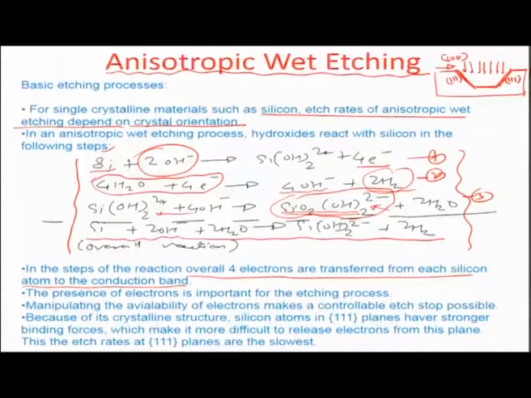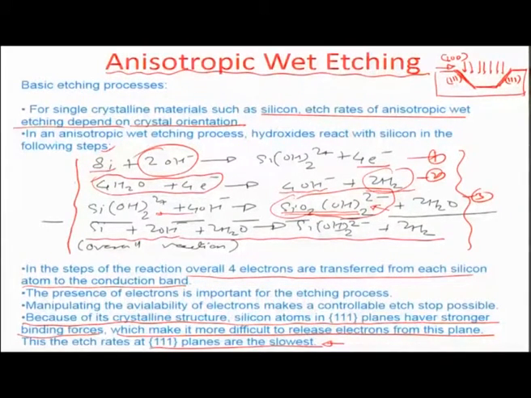Because of the crystalline structure, the silicon atoms in 111 planes would have stronger binding forces which make it more difficult to release the electrons, and because of this the etch rates at the 111 planes are the slowest, and eventually it is the 111 plane or set of planes, let us say, which emerges in the process of this kind of anisotropic wet etching.